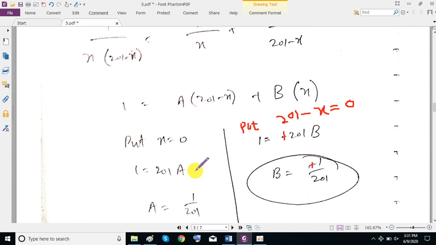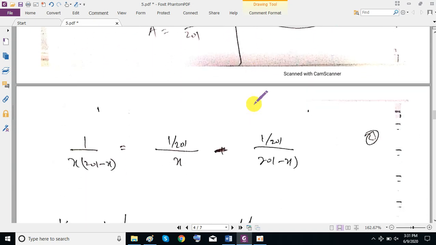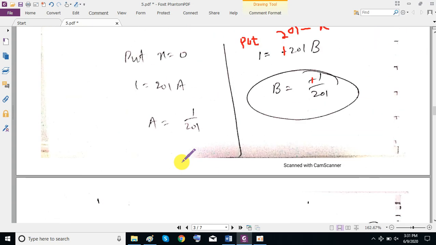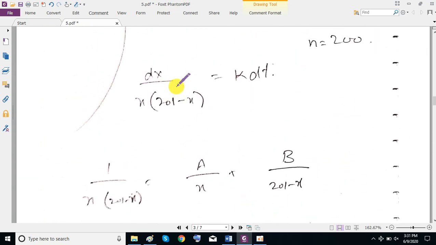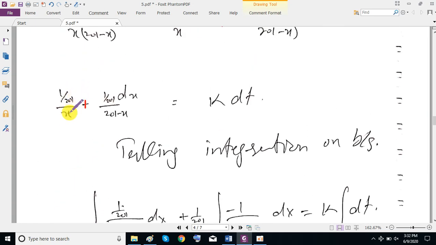So this is the value of a and b, we put it into this one, so we get like this one. This is also plus. So after that if we put this value in this equation, we get (1 by 201) by x plus (1 by 201) divided by (201 minus x), dx is equal to k dt. Now take integration on both sides.